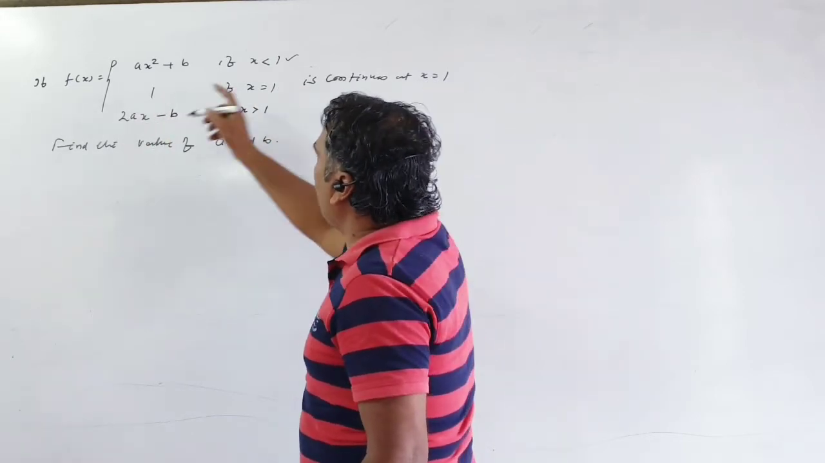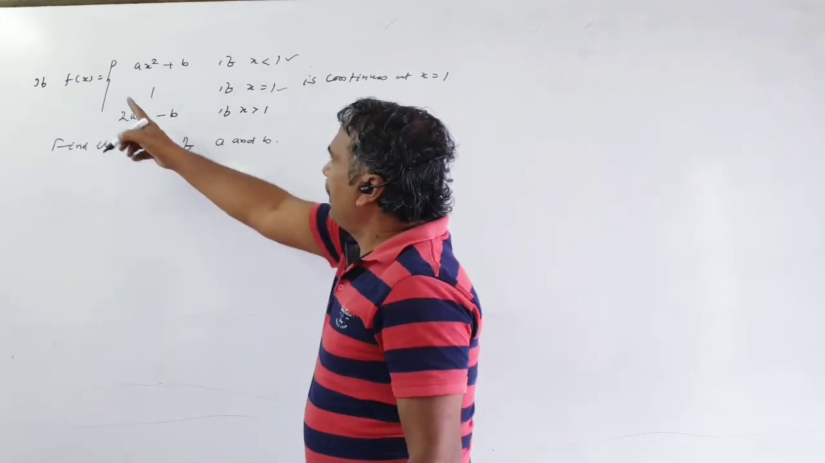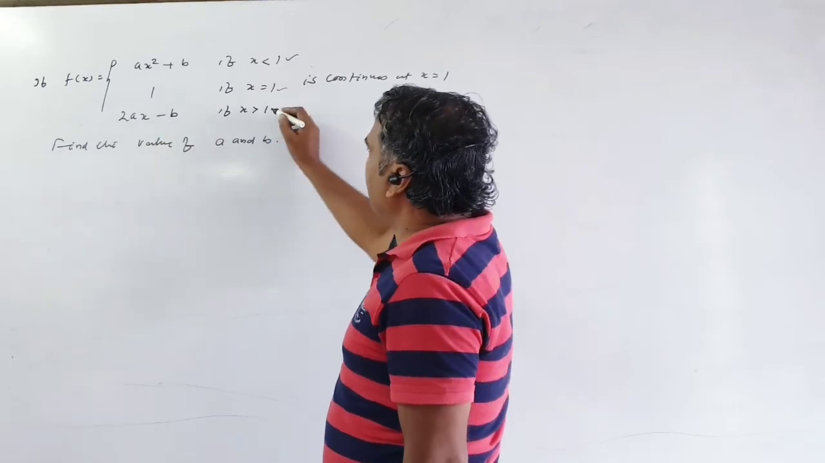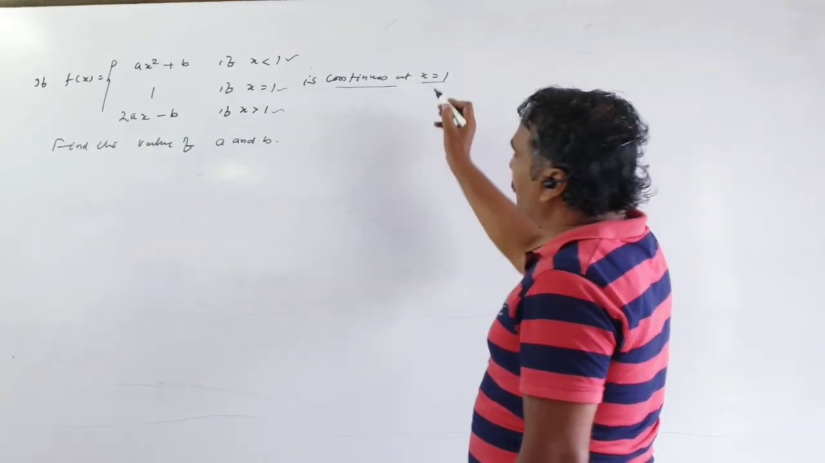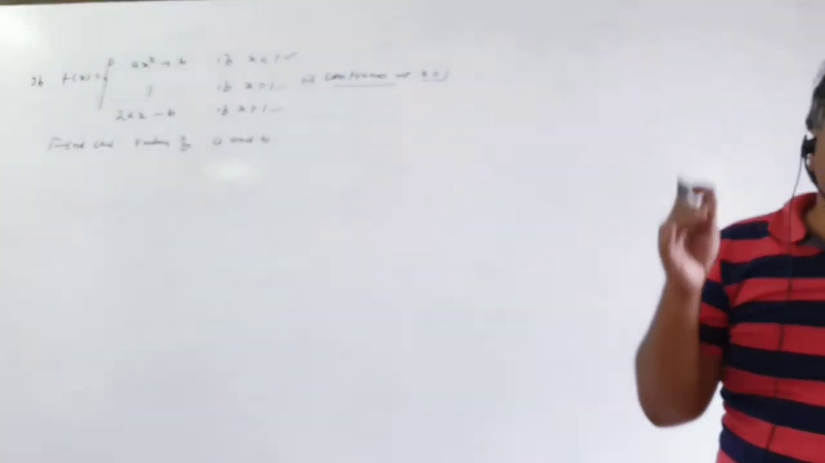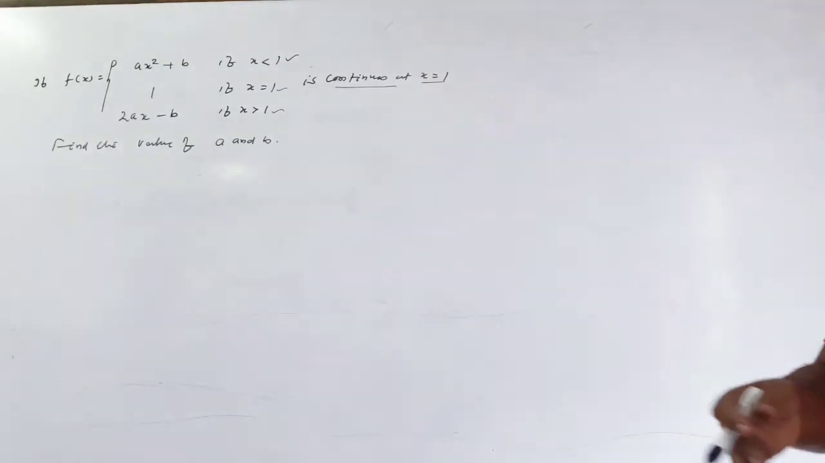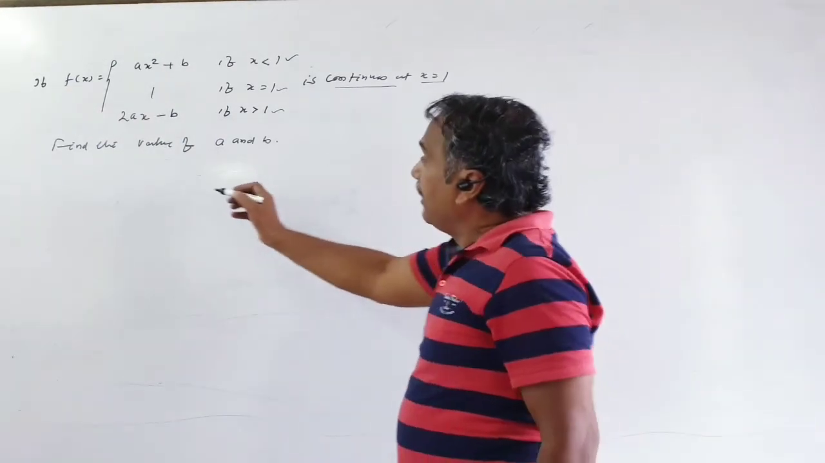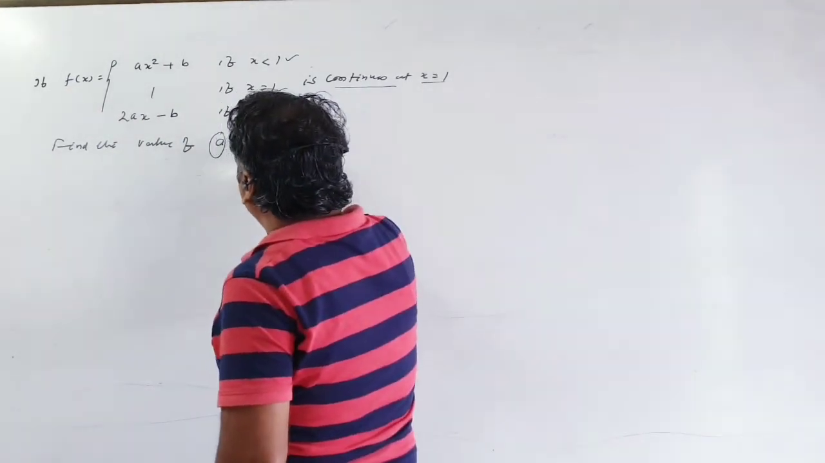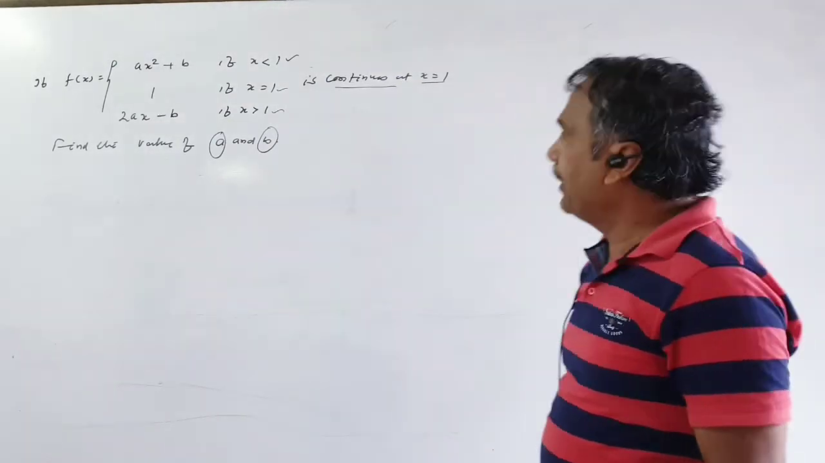f(x) equals 1 if x equals 1, and f(x) equals 2ax minus b if x is not equal to 1. So the function is continuous at x equals 1. That means the left hand limit equals the right hand limit equals f(1). Now find out the values of a and b.